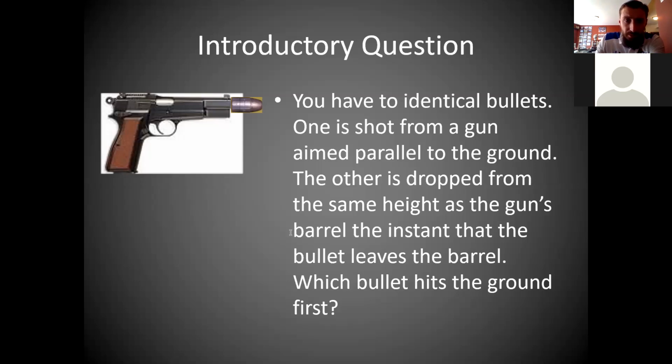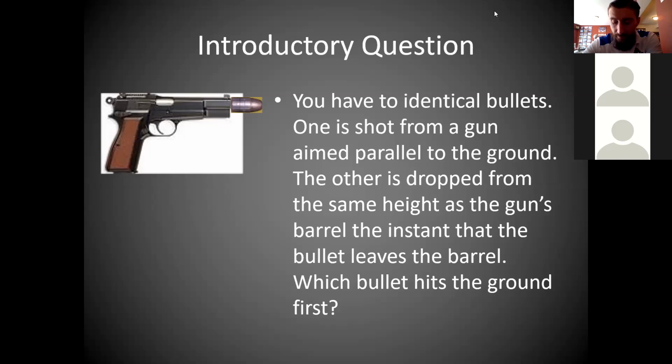Dropped. Okay, so everybody agrees on the dropped one. That's kind of what everybody agrees with. I mean, it kind of makes sense. Let's see who said that. Rena, why do you say drop? Explain why you thought the dropped one will hit the ground first.